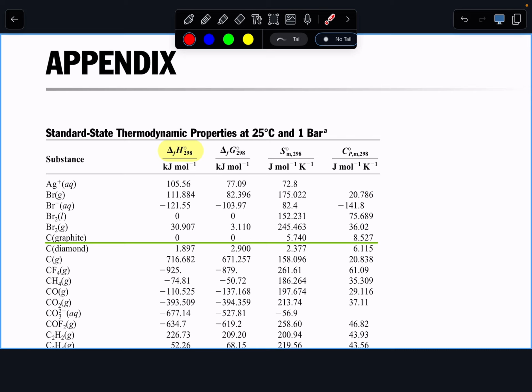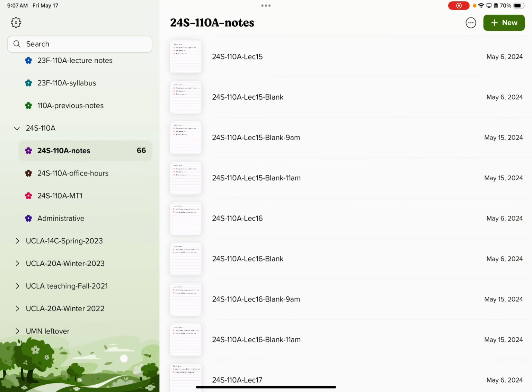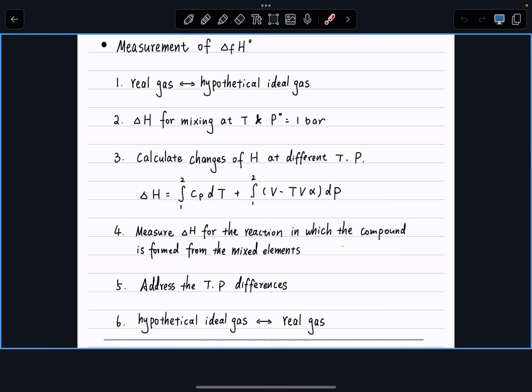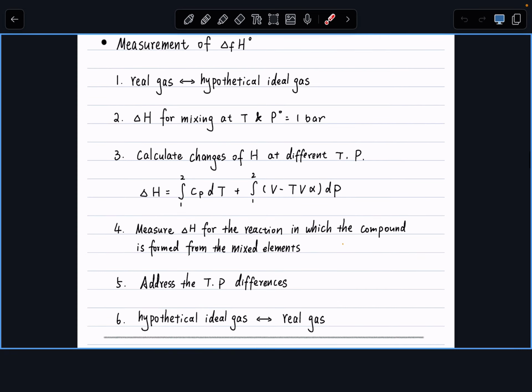Nevertheless, at the end of our last lecture, we raised a question. So how do we actually measure this standard heat of formation, right? What kind of experiment do we need to set up in order to measure these numbers? So let's go back to our lecture note 16. In this lecture, we'll first go over a detailed plan, and what exactly we are doing when we're measuring the heat of formation of some kind of substance.